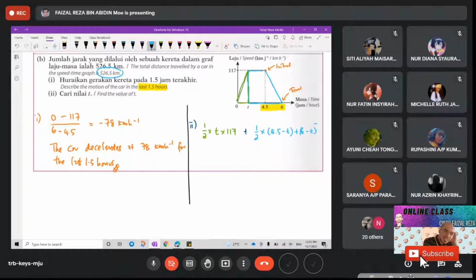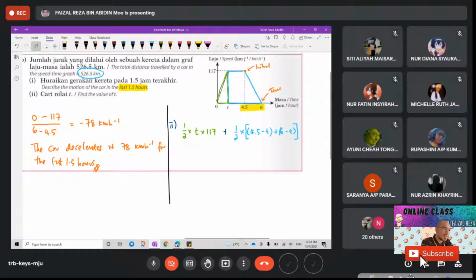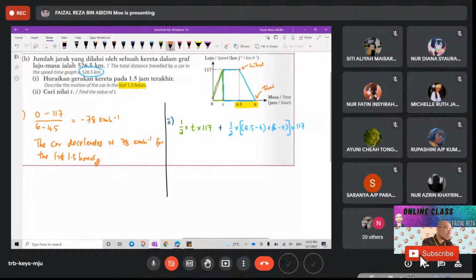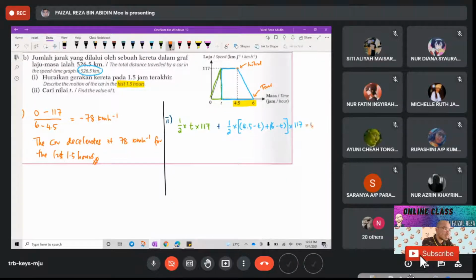Okay, this is going to be our parallel line, times the height over here, which is 117. The total here is going to be equal to 526.5.